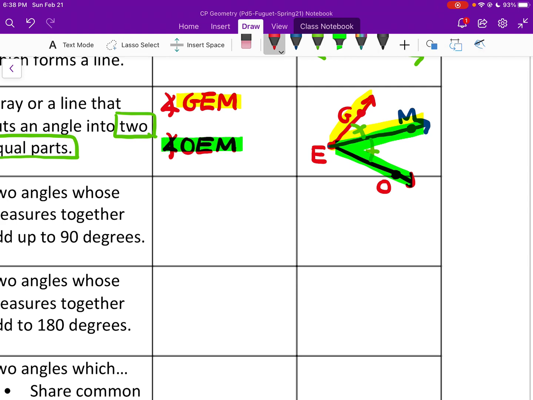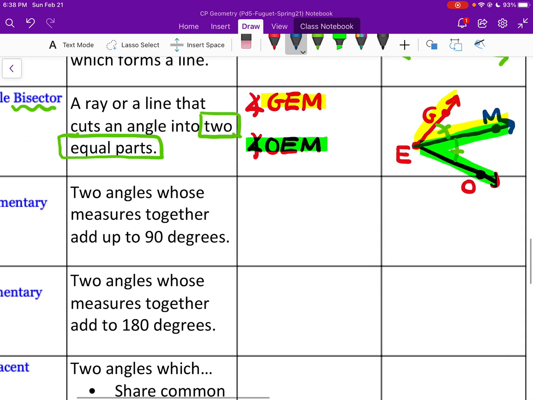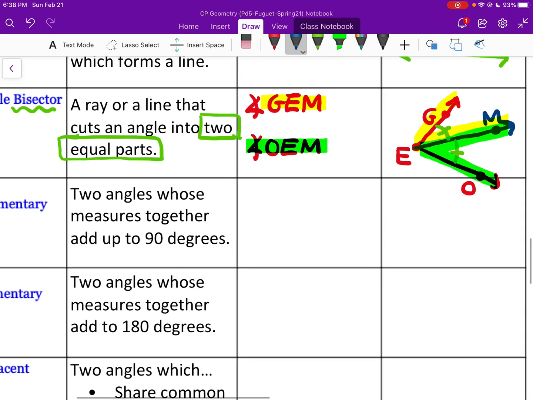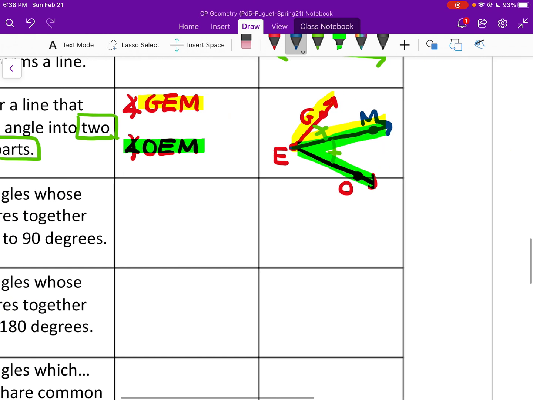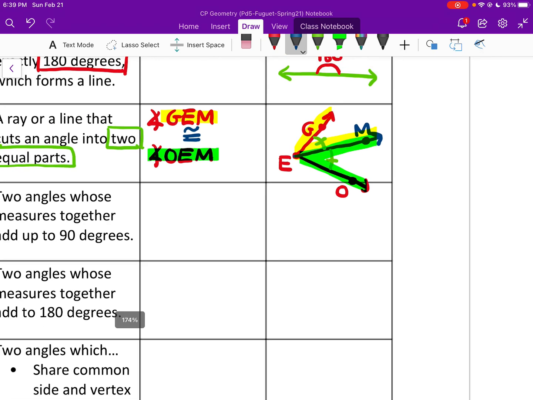All right, and just like we said, the bisector, or ray EM, the one in the middle, the reason we know it's an angle bisector is because the other two angles, so GEM and OEM, are going to be the same measure, right? Or in other words, they have the same angle measure, so they're going to be congruent. So we could put that congruence mark in.